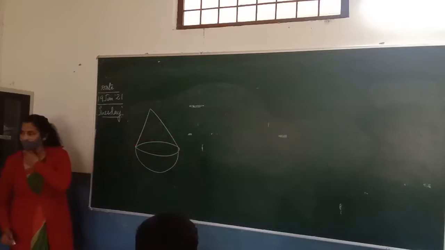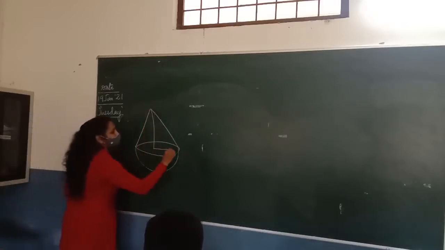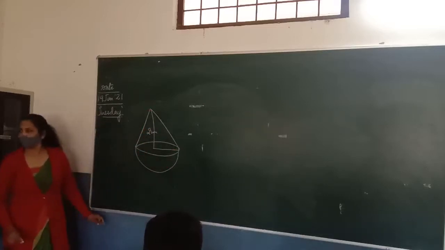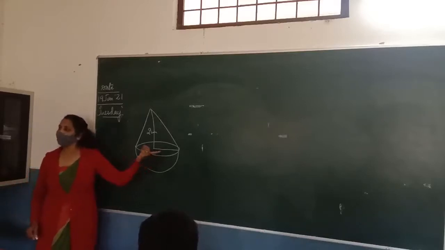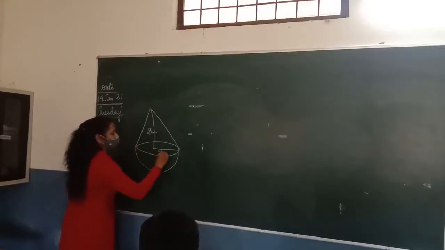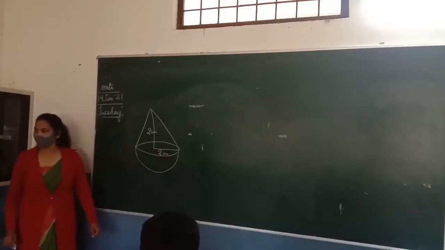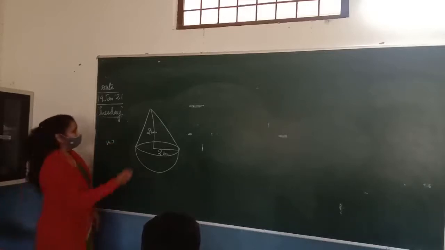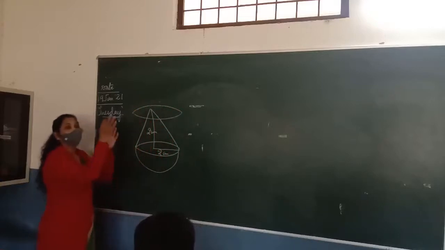The height of the cone is 2 centimeter. The height of this conical portion is 2 centimeter, and the diameter of the base is 4 centimeter. So what can we say about the radius? 2 centimeter. Determine the volume of the toy if a right circular cylinder circumscribes the toy. Now again, we are placing this toy in a cylinder.